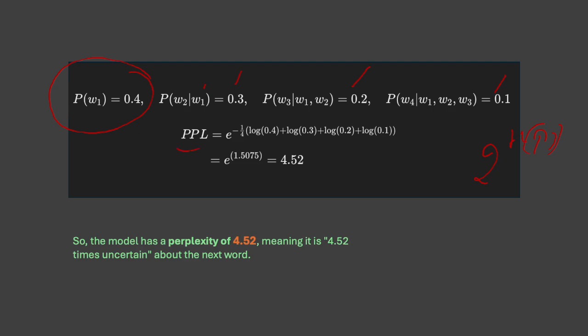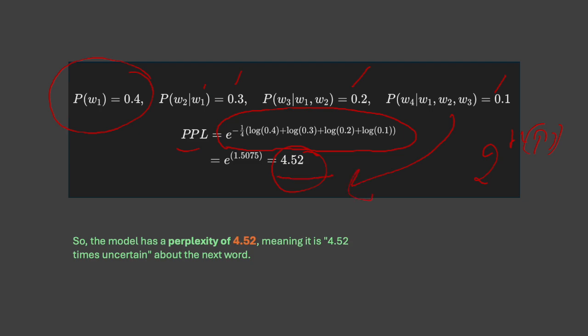So PPL is equal to e to the power. When we take the log on both sides, this is the actual formula. So e to the power of 1 by 4, and we take the log of all the probabilities in the distribution here. So this becomes 4.52. Very easy mathematical calculation. It's super easy to navigate from here to here. So what is this 4.52 here?